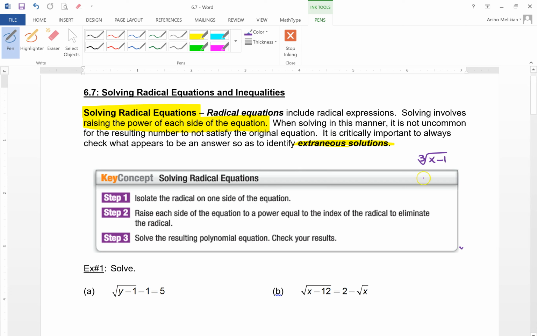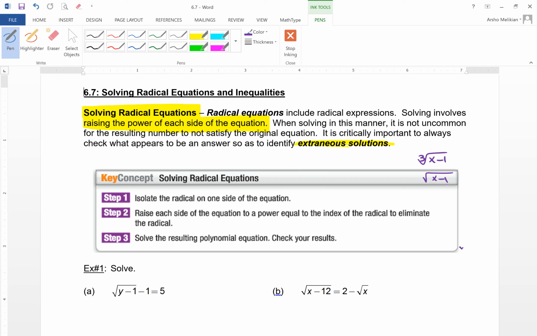What if it was a square root though? Then you have to make sure that the radicand, the stuff inside, is always positive, if it's an even root. So to check for extraneous solutions, it also makes a difference if it's an even or an odd root.